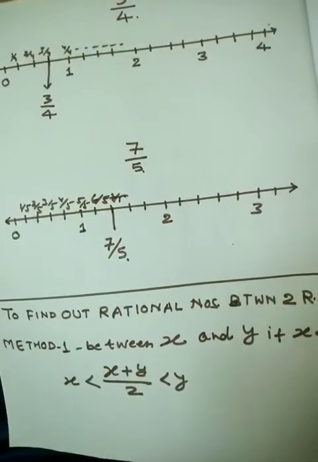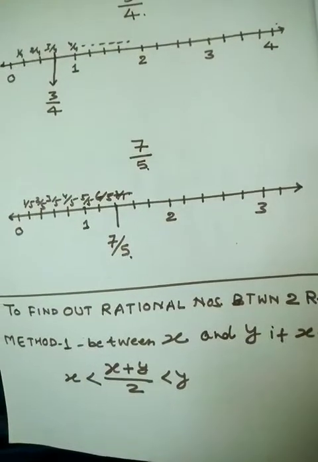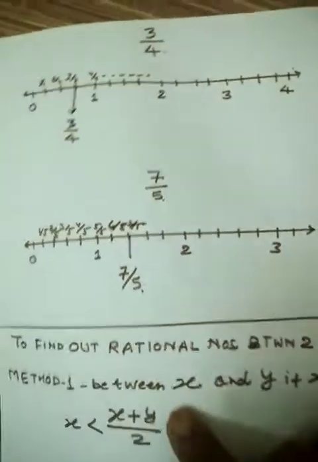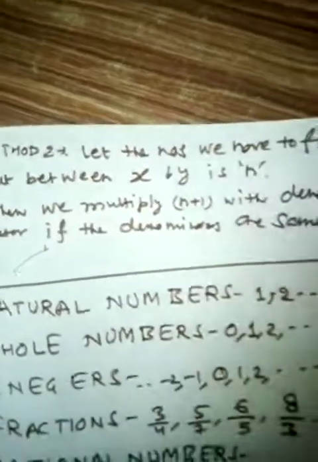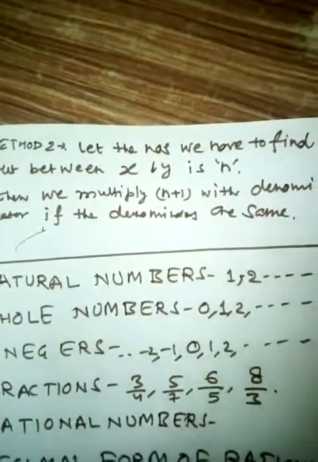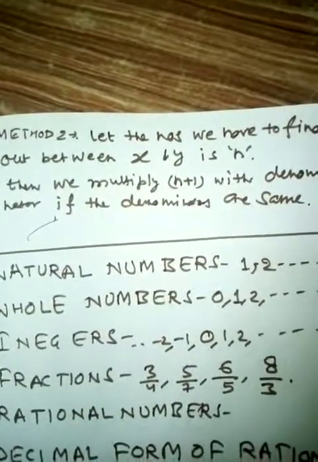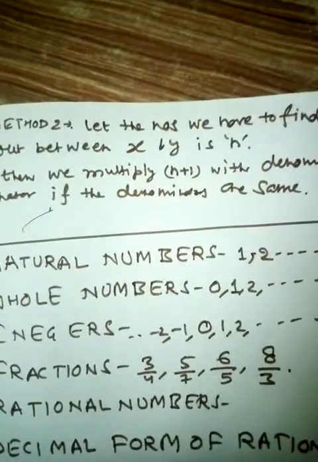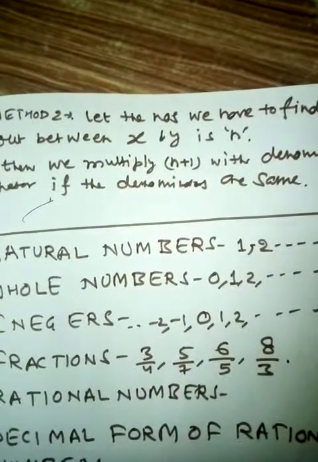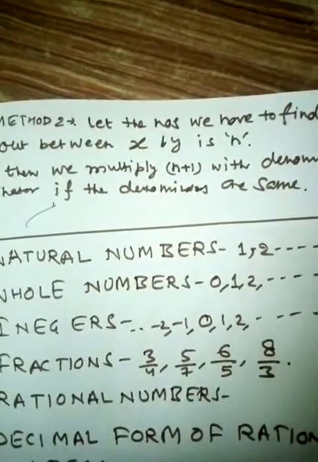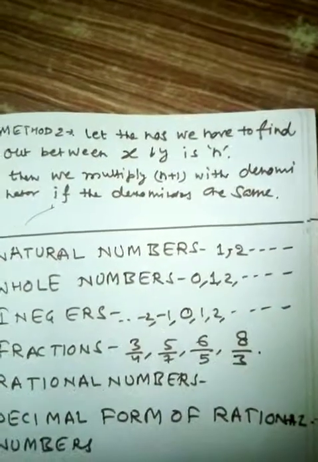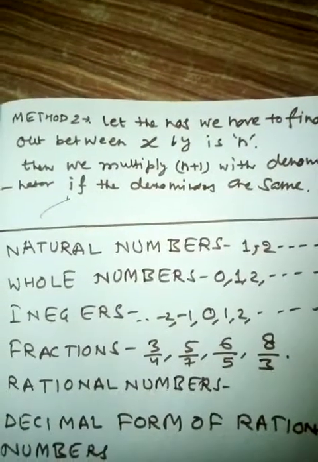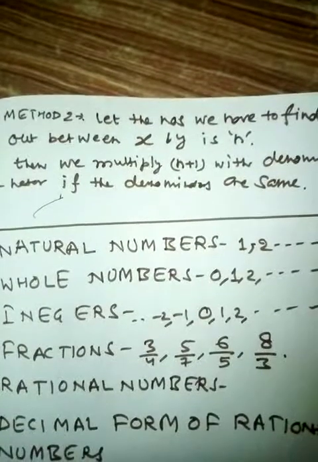Like this we can find any number of rational numbers between x and y. Now there is one more method, a second method. In the second method, suppose you are asked to find n numbers, where n may be 2, 4, 5, 6, between x and y. Then we multiply the denominator of both the numbers by n plus 1, but the condition is that the denominator must be the same.